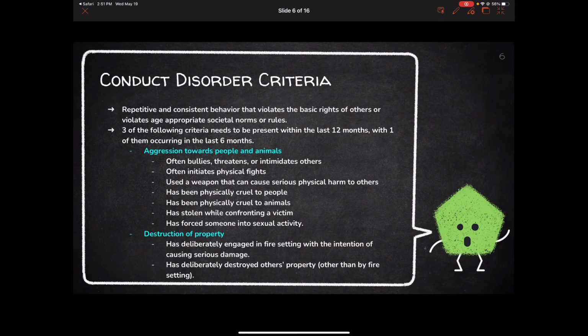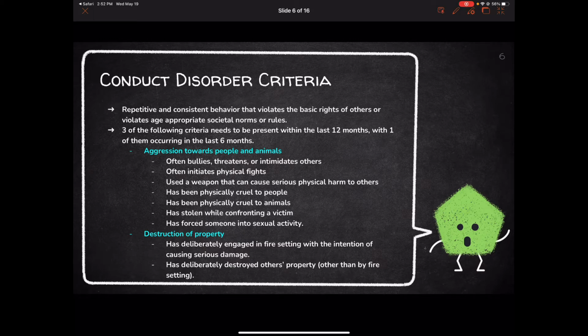So the next disorder that falls under the disruptive impulse control and conduct disorders is conduct disorder. So this is very similar to ODD, which Heather just talked about, but this one kind of takes it up a notch. It's much more physical. So these are repetitive and consistent behaviors that violate the basic rights of others or violate age-appropriate societal norms or rules. And so 3 of the following criteria need to be present within the last 12 months, with one of them occurring in the last 6 months.